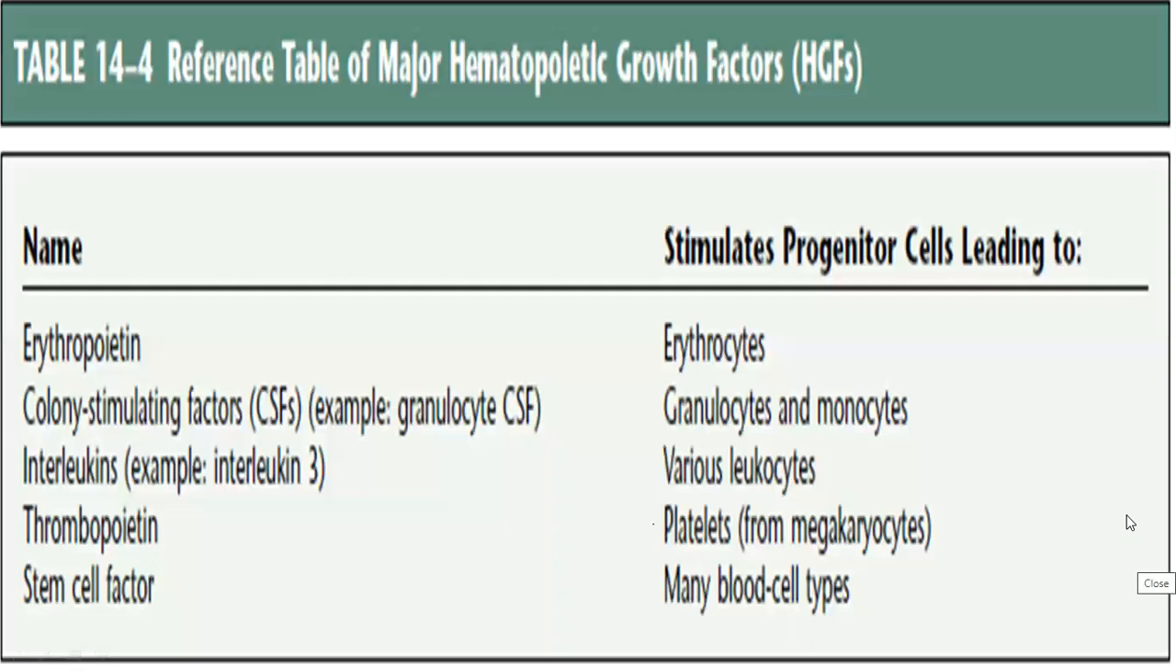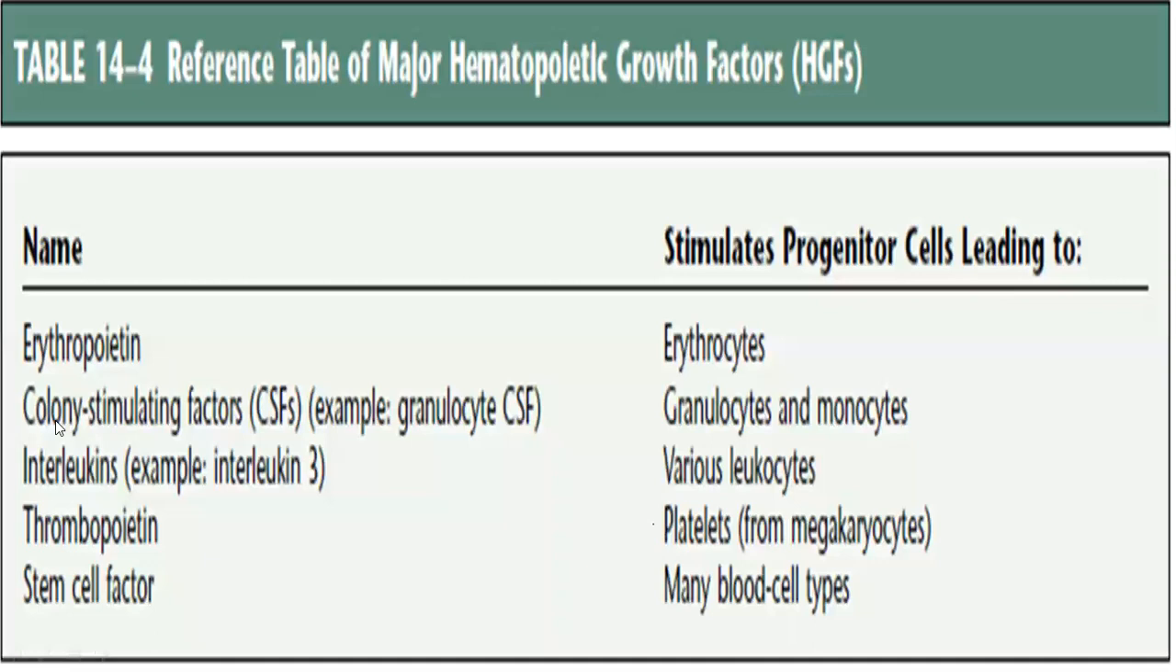So this table down here is just summarizing some of the factors that are involved in hemopoiesis, be it hematopoiesis, leukopoiesis, and also thrombopoiesis. These are just the general major factors. You have the name here, and they are going to stimulate those committed cells to become adult cells later on. For instance, erythropoietin is a hormone that is going to stimulate those committed cells to become red blood cells or erythrocytes.